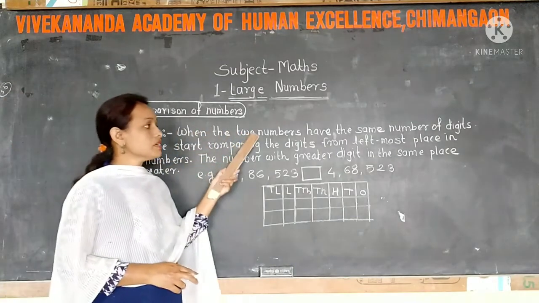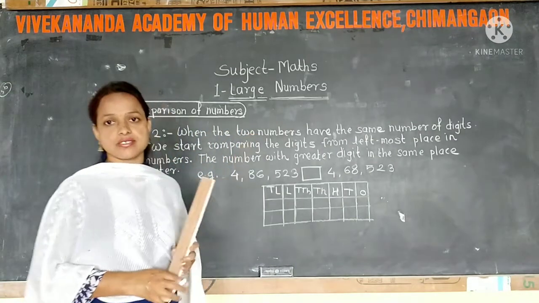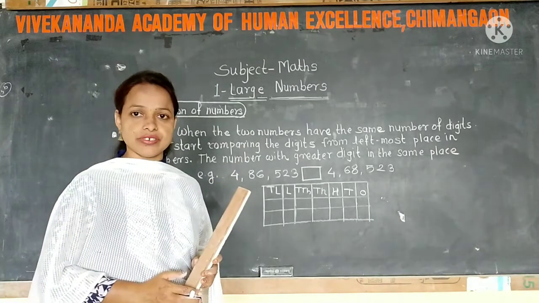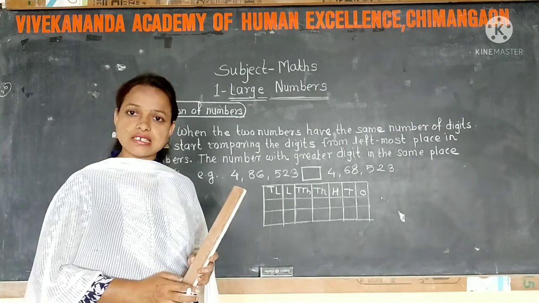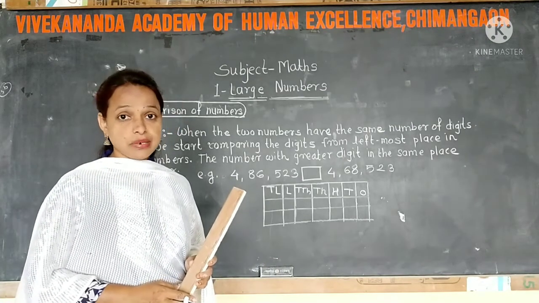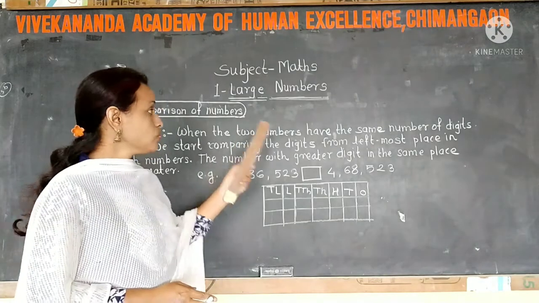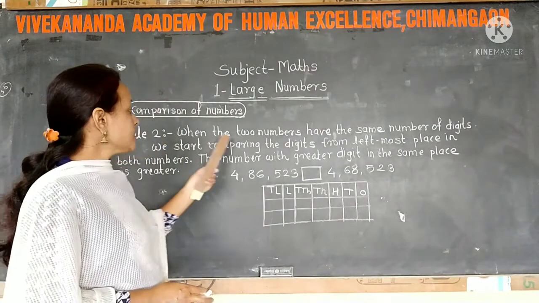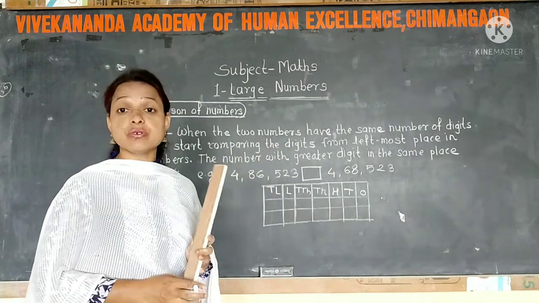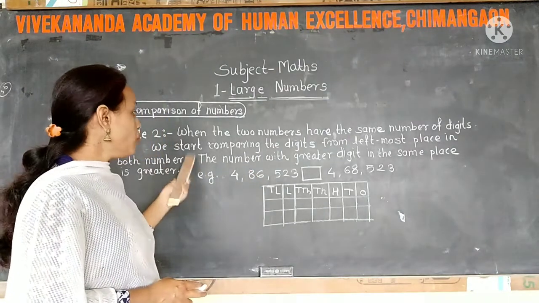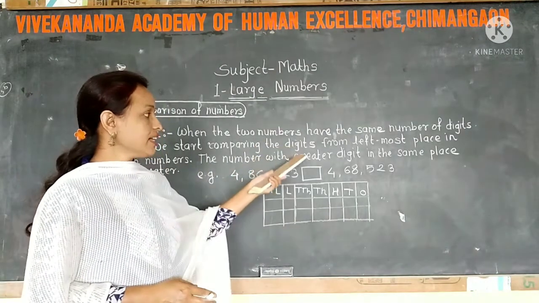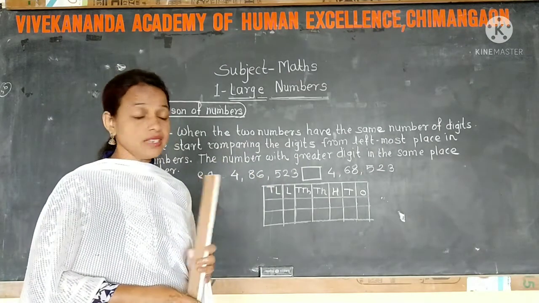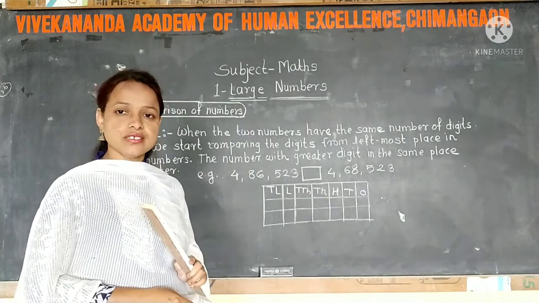When the two numbers have the same number of digits. In the first rule we have seen that when the two numbers have different numbers of digits, the number with more digits is the greater number. But in the second rule, when the two numbers have the same number of digits, we start comparing the digits from the leftmost place in both numbers. The number with the greater digit in the same place is greater. See student, we will see what the second rule actually is.